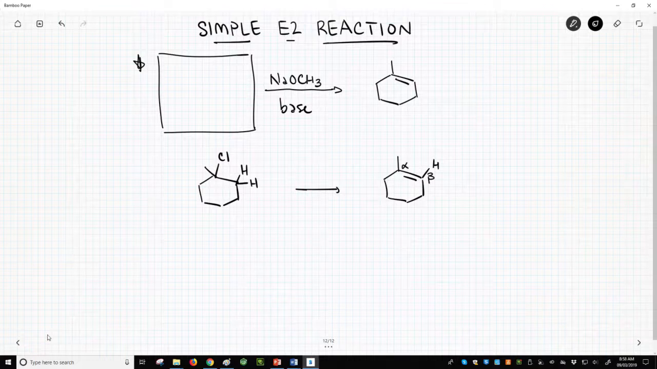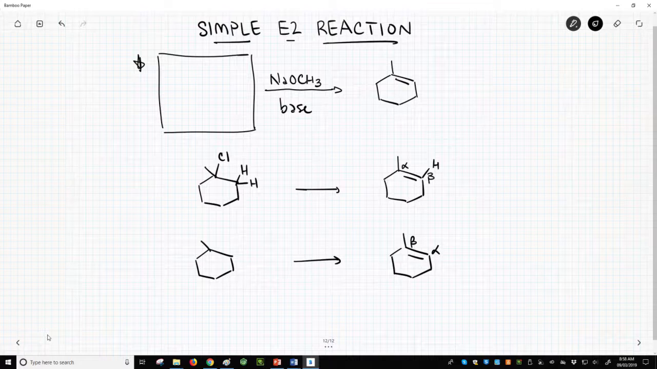Two, let's reverse the labels in our alkene. Beta and alpha. And then put in the halide and beta hydrogen. Both of these alkyl halides on the left are molecules that we need to consider. How do we decide which is the correct answer?